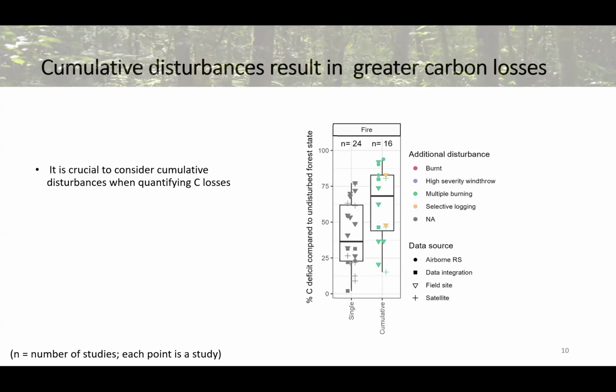So one key takeaway from this is really, when possible, it's really important to consider cumulative and co-occurring disturbances for quantifying carbon or above ground carbon losses in this case.